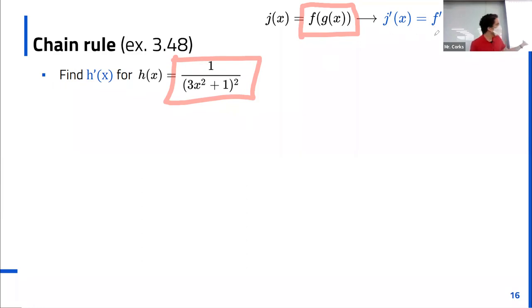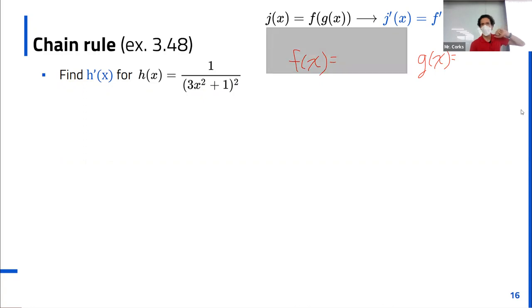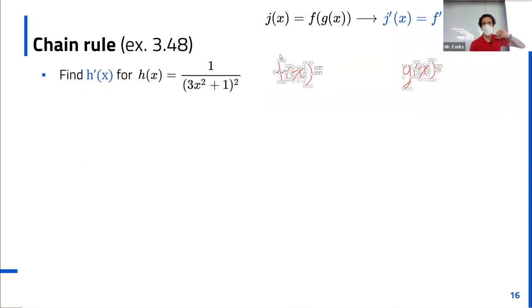So the thing we have to do with chain rule is we do the derivative of the outside part with just the inside part not changed. And then we multiply that by the derivative of the inside part. So this nested function can get a little confusing. So let's figure this out. What would the outside part be here?